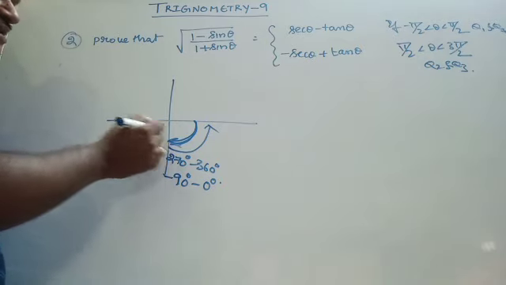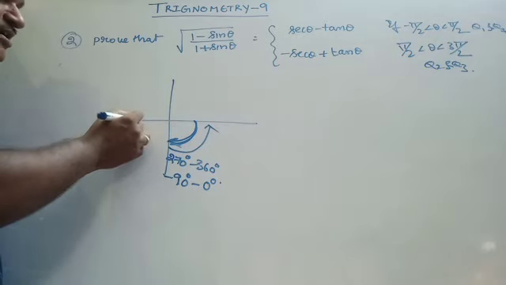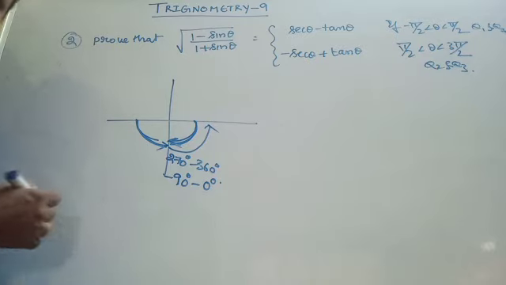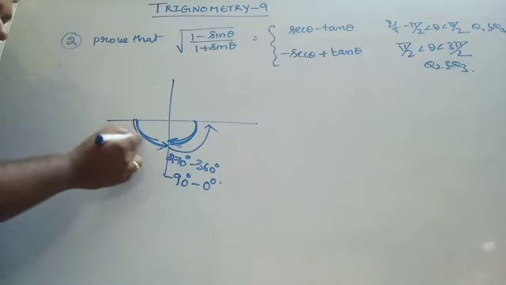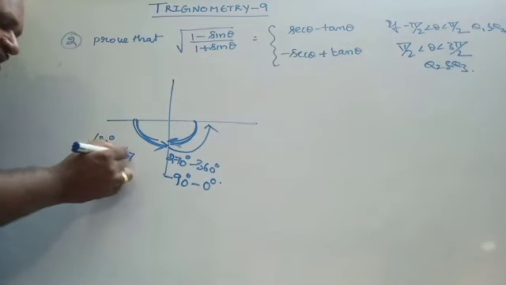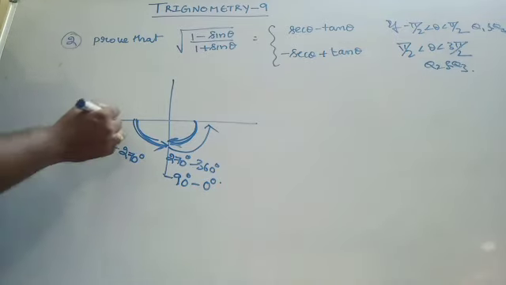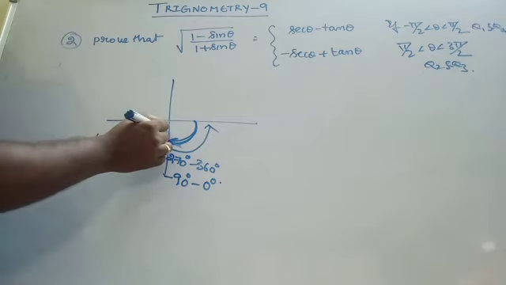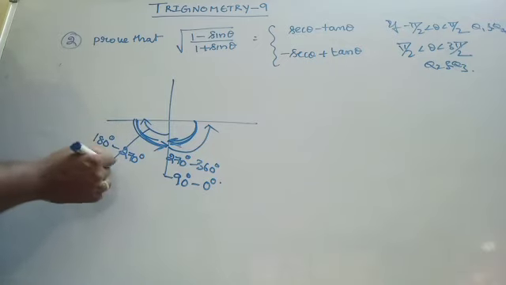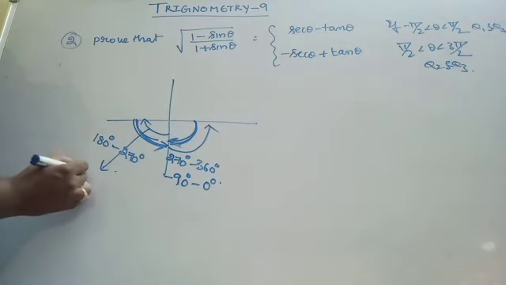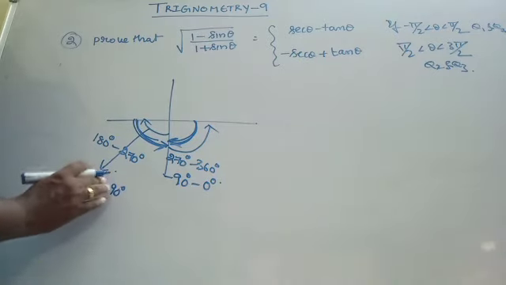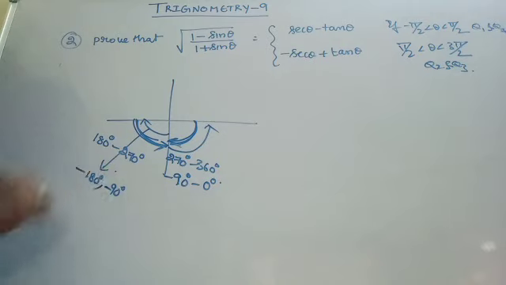This angle, if you take it in the anti-clockwise direction, is nothing but 180 degrees to 270 degrees. Whereas when you take it in the clockwise direction, this angle is minus 180 degrees to minus 90 degrees. Minus 180 degrees to minus 90 degrees.